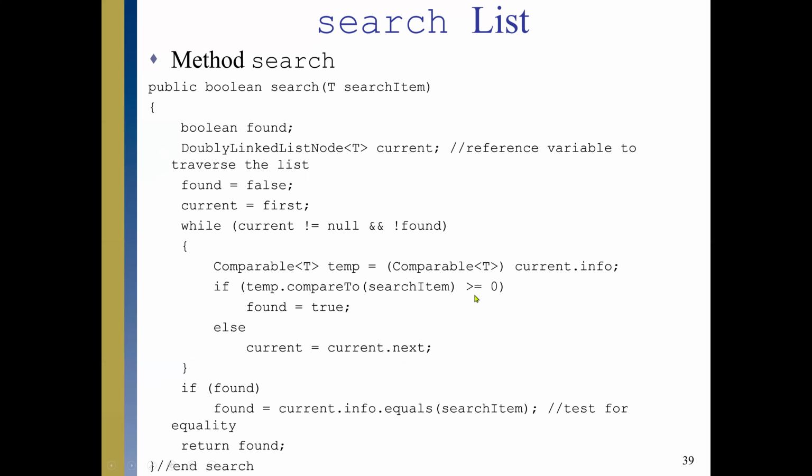Now if it's greater than or equal to 0, it means we found what we are looking for, that position. If not, then we move the current to the next node, so current.next is assigned to the current variable. Then if found, we return current.info.equals(searchItem). We assign it to found and we return found.